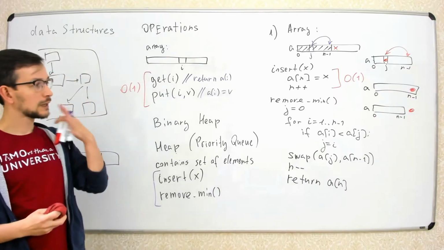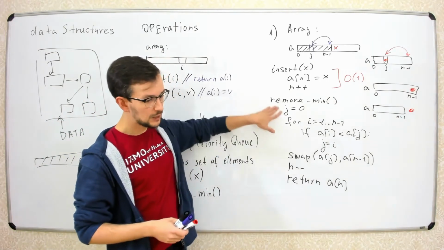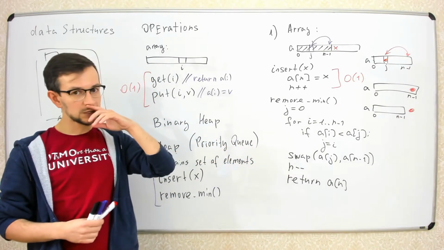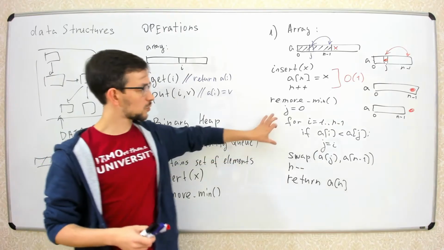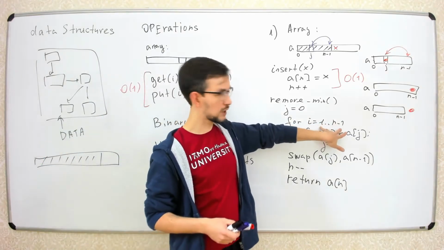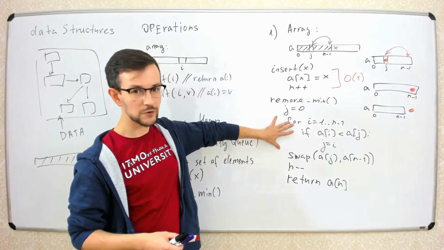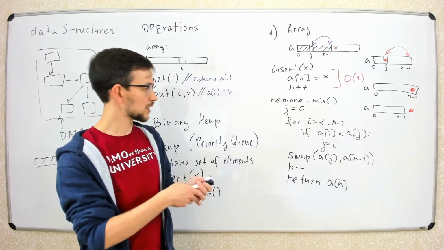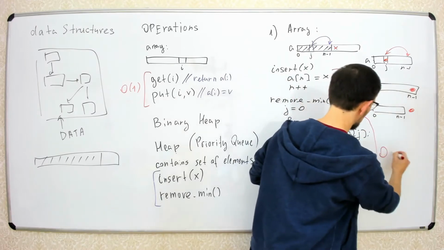Cool. Now, what is the time complexity of this operation? In this operation, you need to make this for loop, and this for loop iterates over all elements of the array. So the time complexity of this part of the operation is linear. So the total time complexity of this operation will be big O of n.